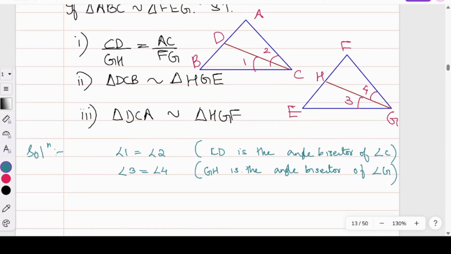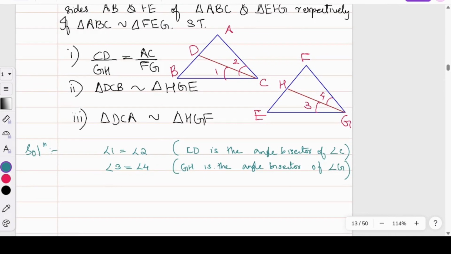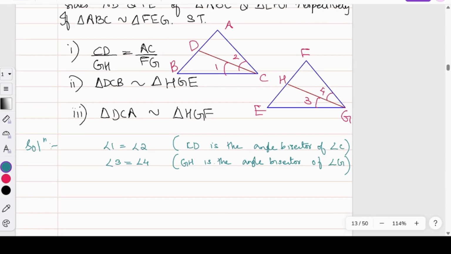Also given, triangle ABC is similar to triangle FEG. We have already learned that if two triangles are similar, it means that angles are equal, and sides will be proportional. Here, they didn't mention any proportionality, so we can directly take the corresponding angles as equal.